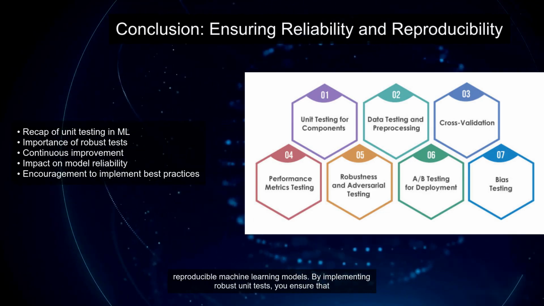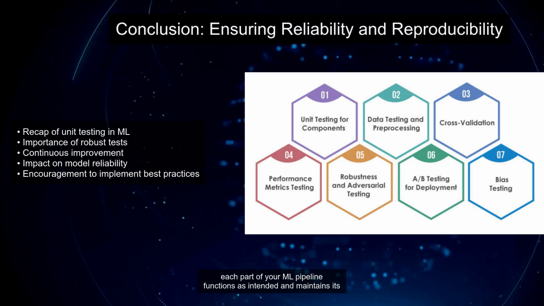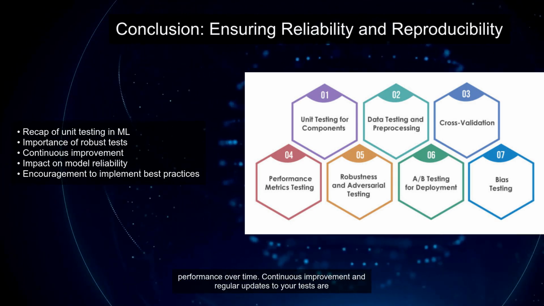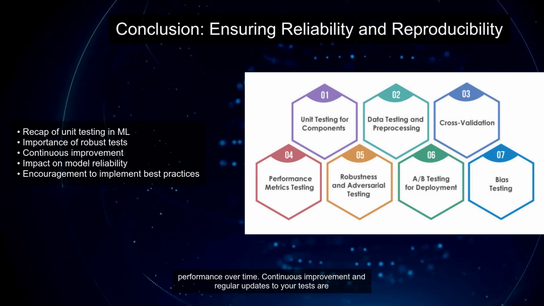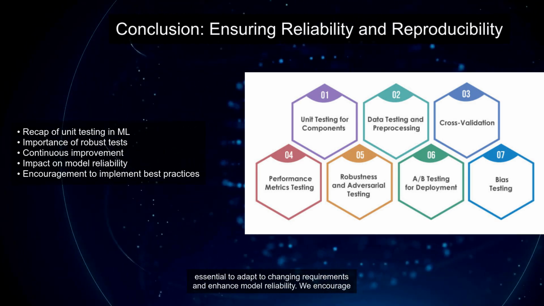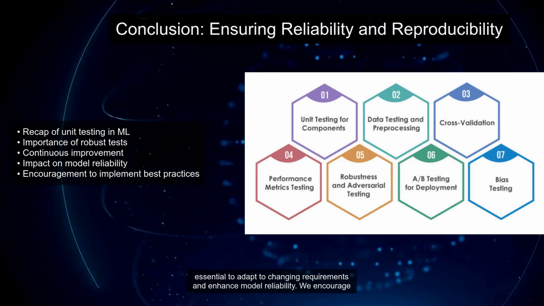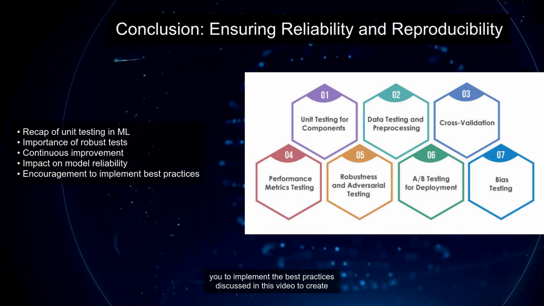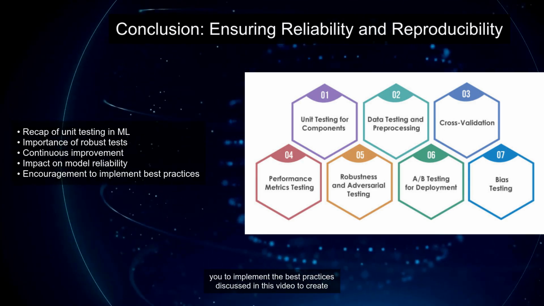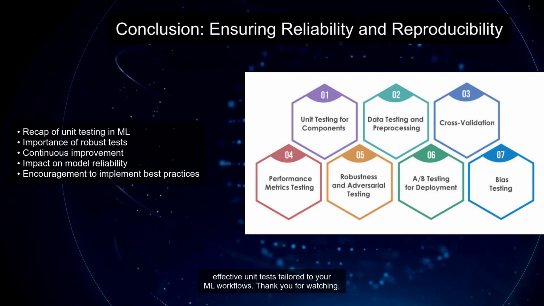By implementing robust unit tests, you ensure that each part of your ML pipeline functions as intended and maintains its performance over time. Continuous improvement and regular updates to your tests are essential to adapt to changing requirements and enhance model reliability. We encourage you to implement the best practices discussed in this video to create effective unit tests tailored to your ML workflows.